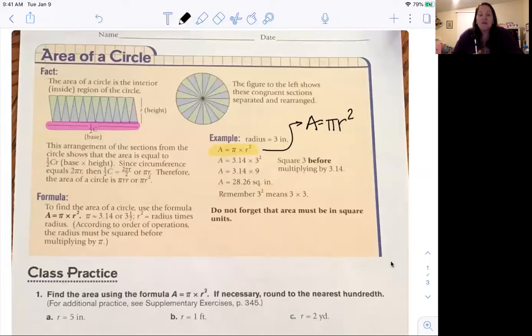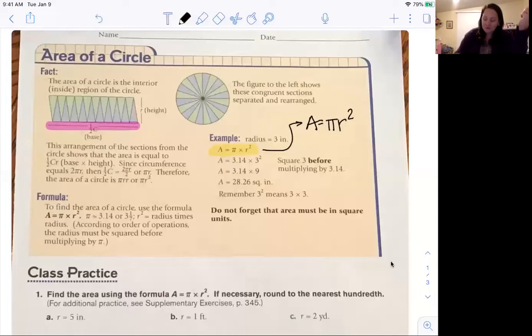Since circumference means 2 pi r, then half of circumference equals 2 pi r divided by 2, or pi r. Therefore, the area of a circle is pi r times r, or pi r squared. Now, that's just a lot of fancy words for saying that to find the area of a circle, you're going to use pi r squared, okay?